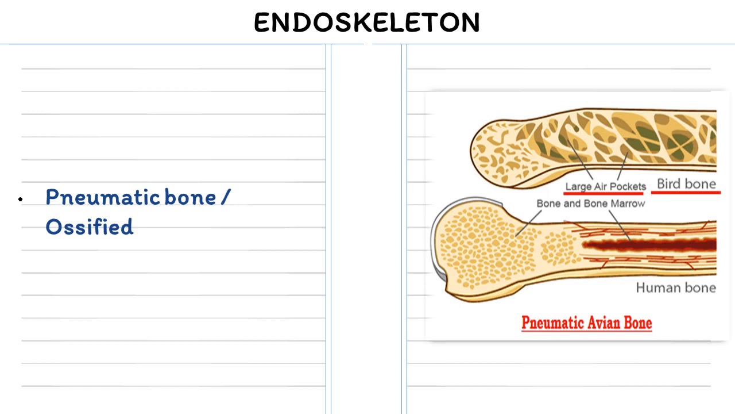Pneumatic bones. So pneumatic bones means the long bone present inside the birds has a lot of air sacs. Large air sacs are present inside, which are filled with air. That's why the bone is very lightweight, right? Ossified bones means hard bones. Small bones are ossified bones, hard bones, but the long bones are pneumatic bones. They are filled with air. So it is lightweight, that's why it could fly, right?